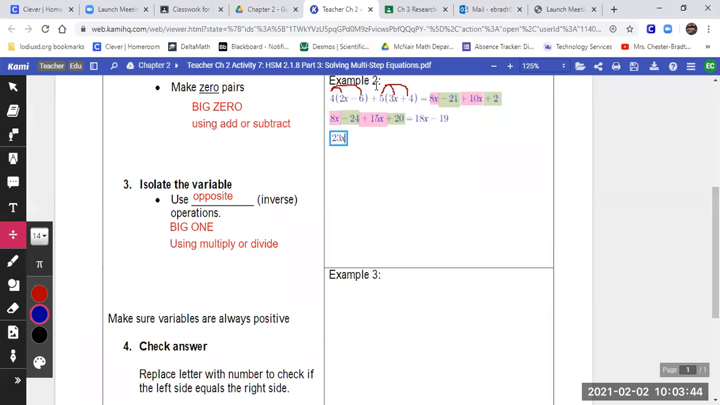Okay. Then we have a negative 24 and a positive 20, not the same sign. So subtract, keep the sign of the bigger. What's our answer? Negative 24 with positive 20. What's our sign and what's our answer?